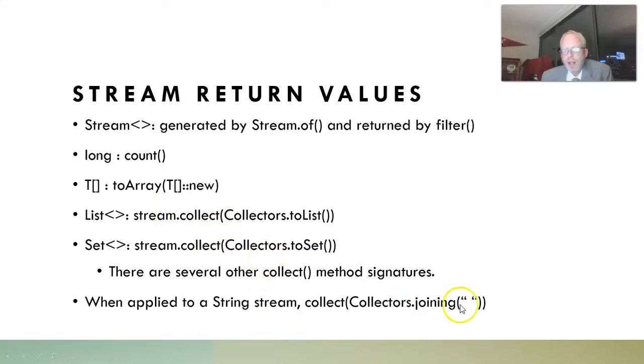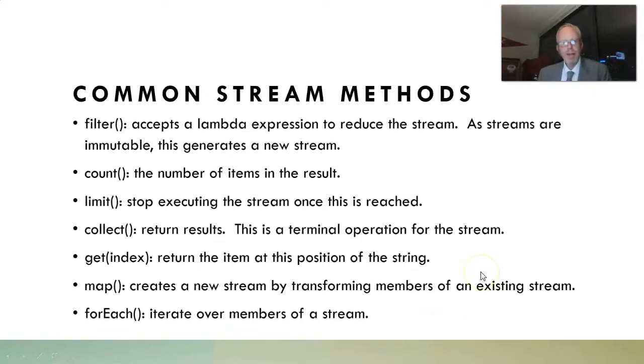And then collectors.joining, this one's really handy if you have something you want to concatenate into a string. In the old days, you had to use a bunch of plus operators to concatenate strings together. But with collectors.joining, it says, okay, take this stream and concatenate everything together, but put this character, which happens to be a space here, between each item as you're concatenating.